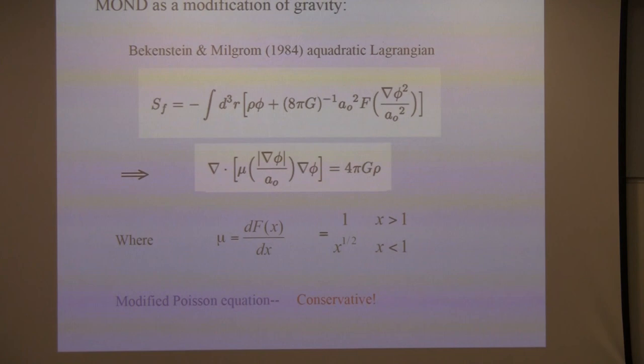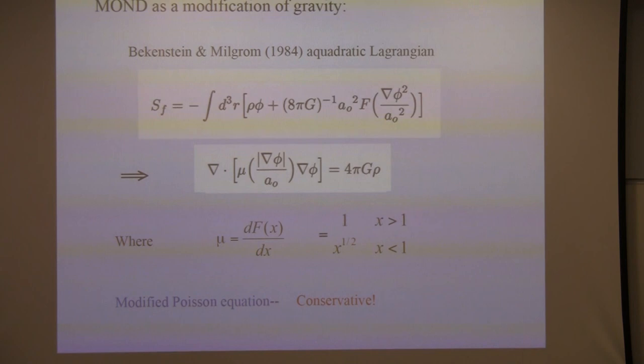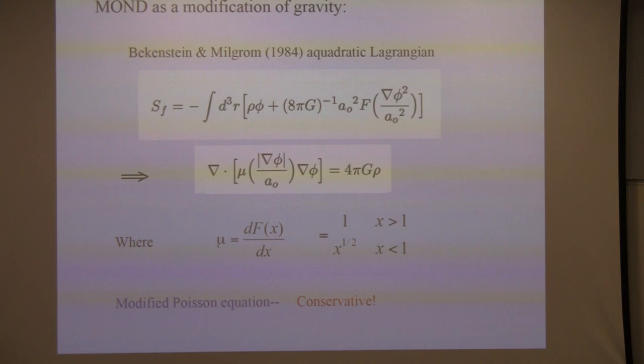The unusual thing is this coupling of the field to matter. And it's not the usual scalar field invariant. It is the invariant squared over a naught, in units of a naught squared. It's a function of that, a general function.